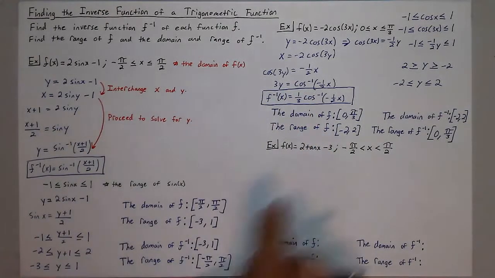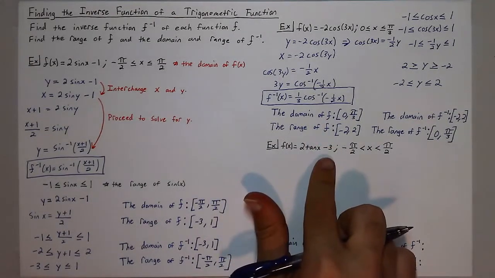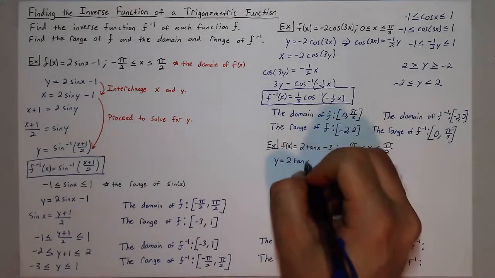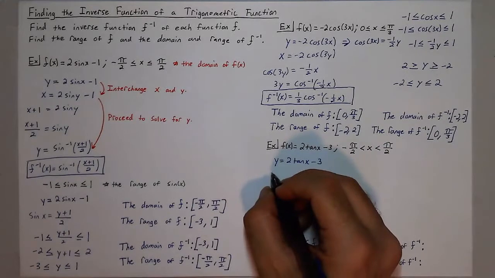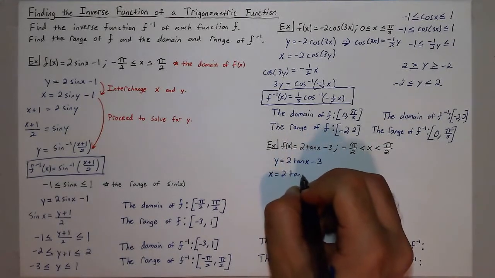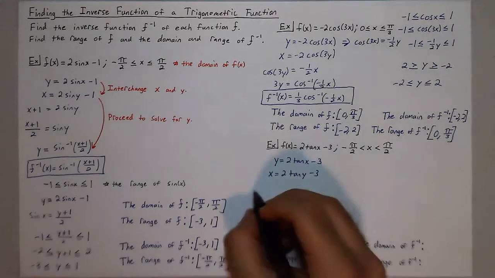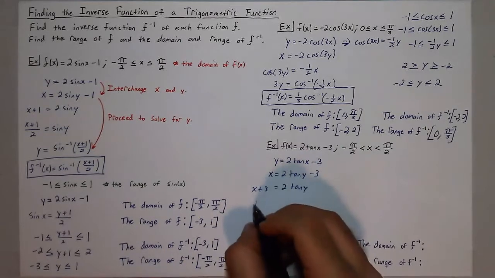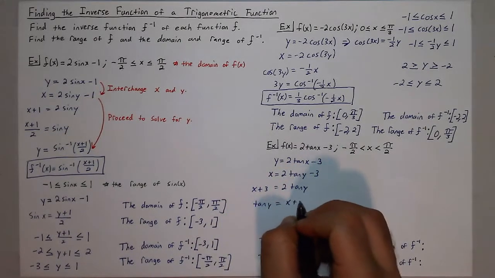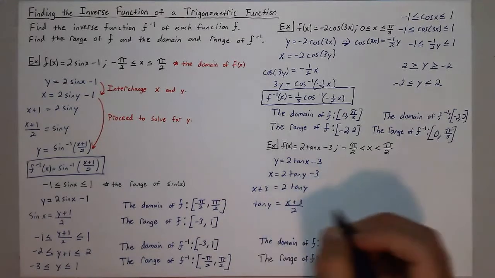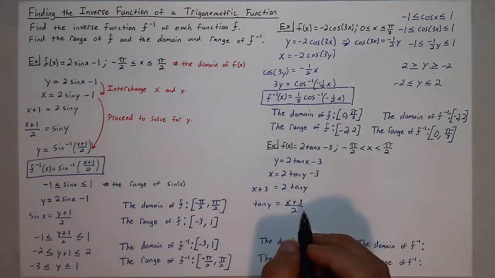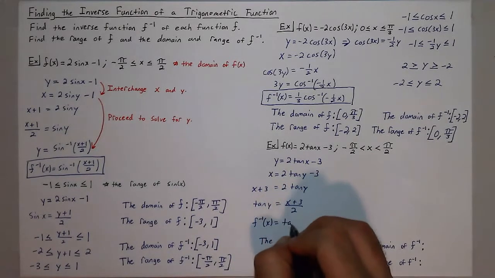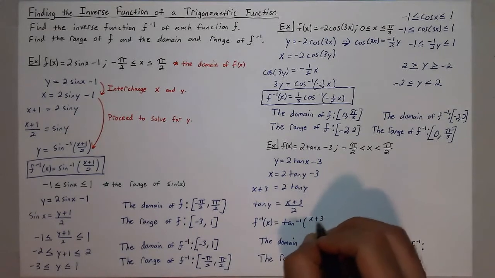So next up, I'm going to find the inverse function of 2 tangent of x minus 3, which again, same first step. Y is equal to 2 tangent of x minus 3. Interchange x and y. So now x is equal to 2 tangent of y minus 3. I'll add 3. Then I'll divide by 2. That gives me tangent of y is equal to x plus 3 all over 2. And then taking the inverse tangent of the other side, I can see that my inverse function, now that I've solved for y, is equal to tangent inverse of x plus 3 over 2.